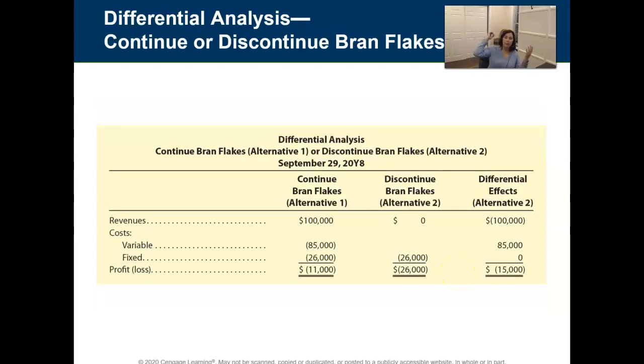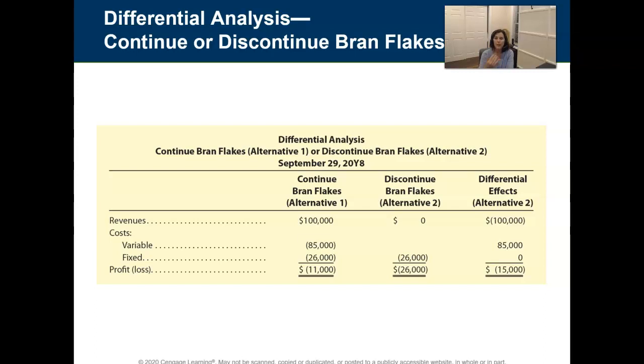So what are we going to do? Are we going to continue making bran flakes, or are we going to stop making bran flakes? Well, column 1 is we're just going to continue. Those are the numbers from the previous slide, just condensed. You see that $11,000 loss if we keep making those bran flakes.